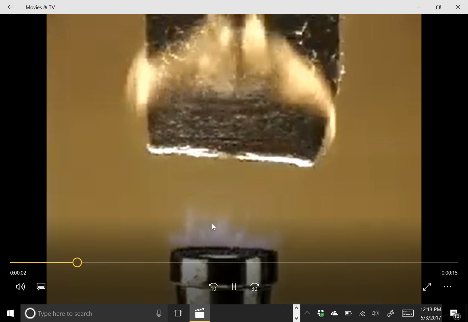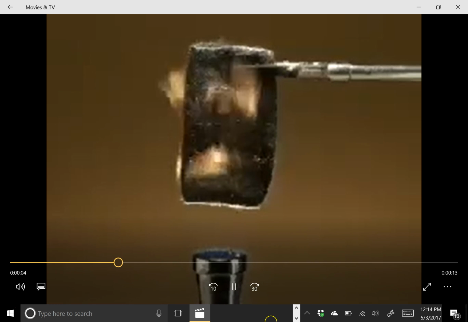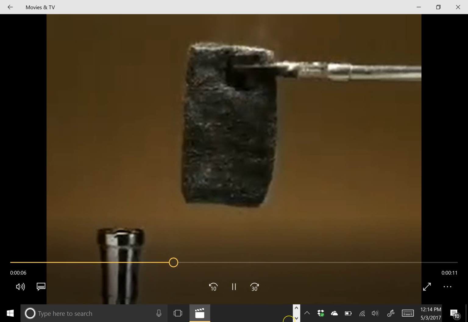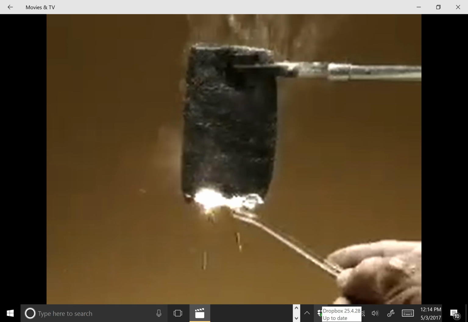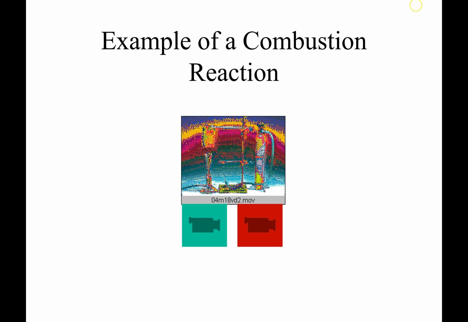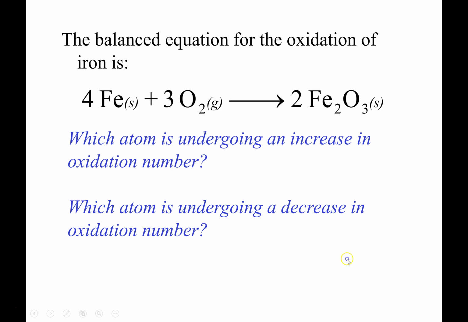When heated iron comes in contact with gaseous oxygen, a redox reaction occurs, producing iron oxide. The iron is oxidized and the oxygen is reduced. So let's look at the equation and see if we can see that oxidation and reduction as we assign oxidation numbers to the reactants and the products.